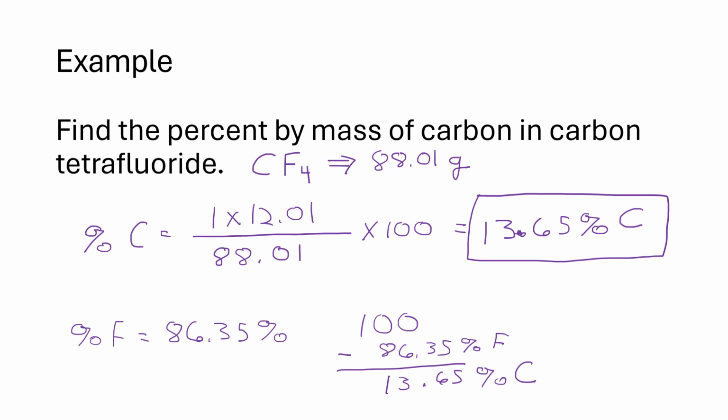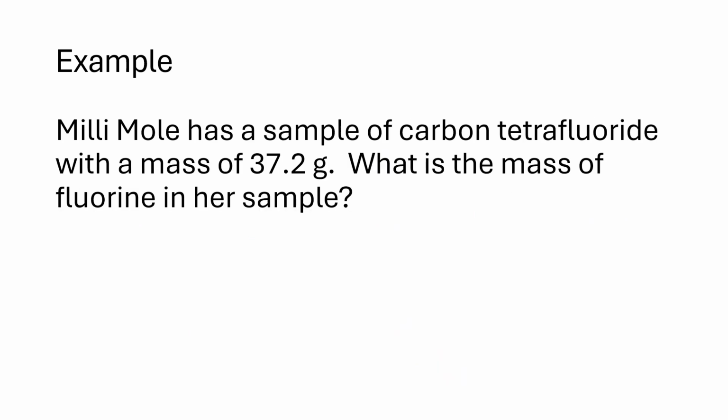Okay, one last example after this one. So often if we know a percent, we may be asked to find what the actual mass of an element is in a compound. So in this case, we've got 37.2 grams of carbon tetrafluoride, and we're asked to find what's the mass of fluorine in that sample. But we've already calculated that this compound is 86.35% fluorine.